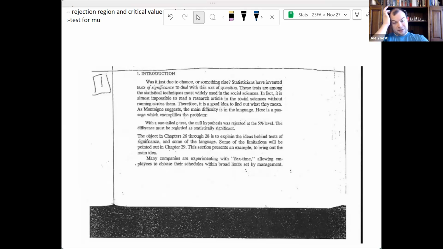So this is under supplemental material on Blackboard, the one that says hypothesis testing narrative. And let me just pop that in chat for you.